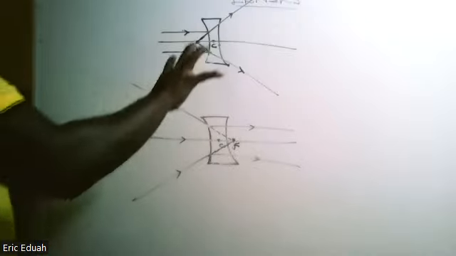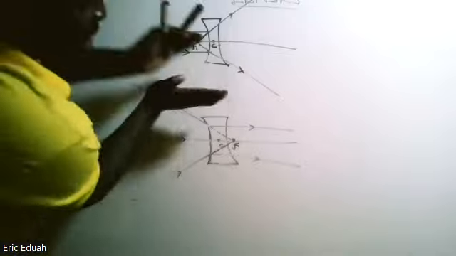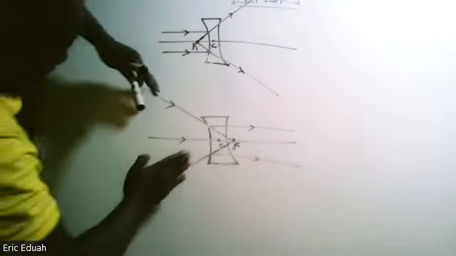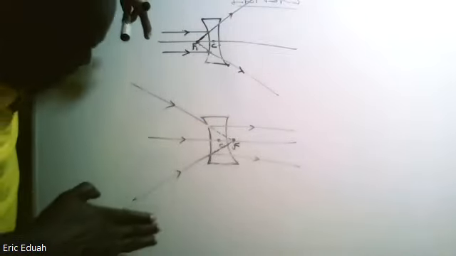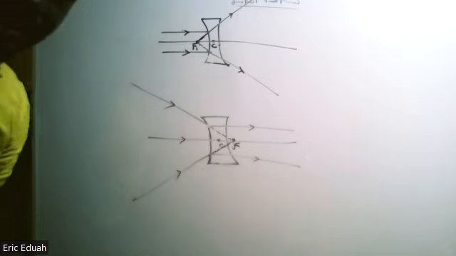Are we okay? So it's just the reversed form of the first one. When it's coming, it has to go this way. When it is coming in this manner, in a diverted manner, it has to go parallel. Please, are we okay?